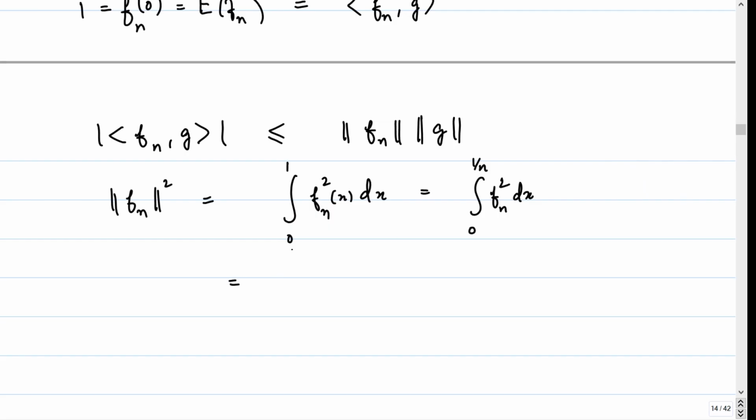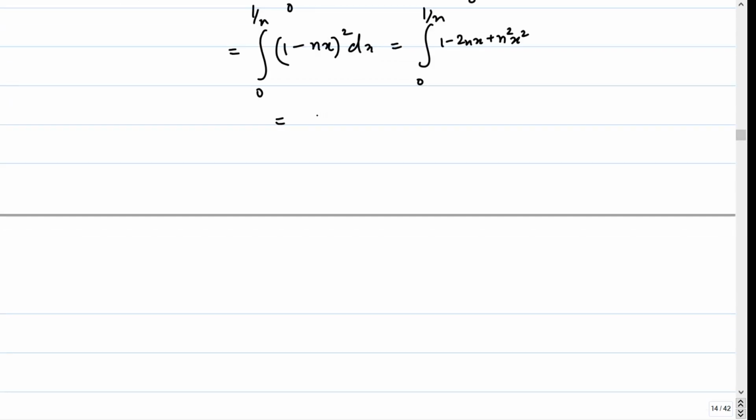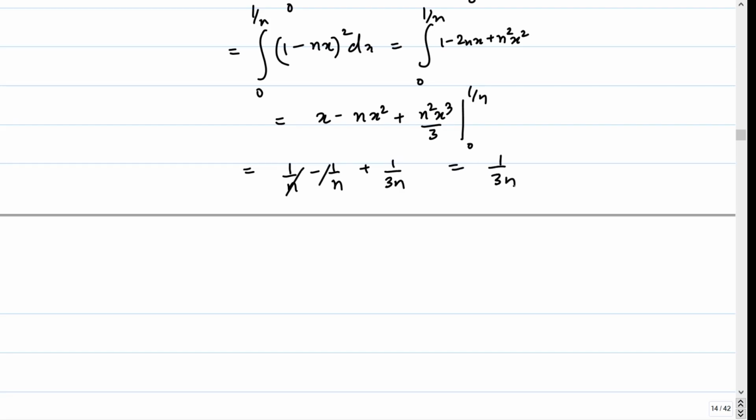What is this going to be? This is just going to be the integral of minus nx plus 1, which is 1 minus nx, the whole squared, from 0 to 1 by n dx, which is equal to the integral of 1 minus 2nx plus n squared x squared, from 0 to 1 by n. So notice that this is just x minus n x squared plus n squared x cubed by 3 from 0 to 1 by n. This is 1 by n minus 1 by n plus n squared by n cubed times 3, so 3 times n. And this cancels off. This is just 1 by 3n. This is the exact value.